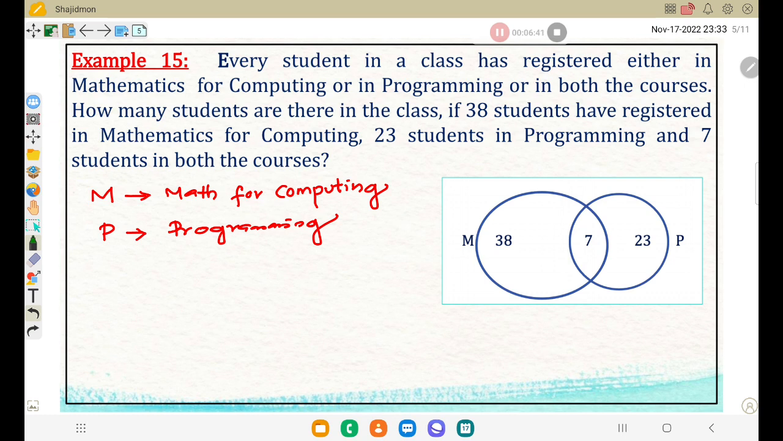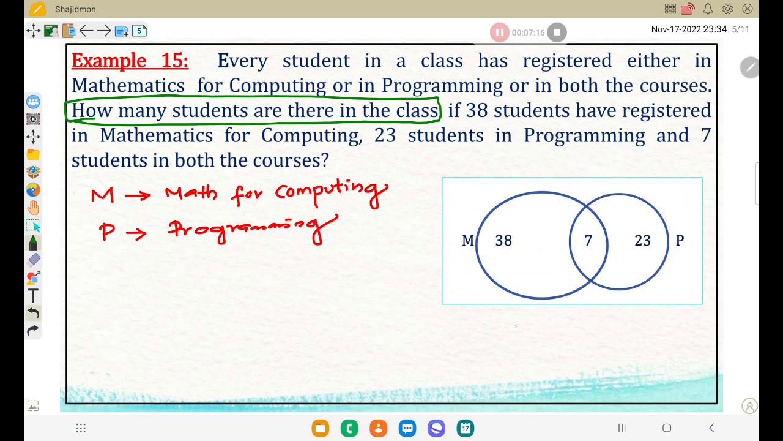Now we can read the question. Every student in a class has registered in either mathematics for computing or the programming course. So all the students in our class registered either in mathematics for computing or programming, or both courses also. Some students registered in both. Some studied only computing or only programming. Now, how many students are in the class? Totally in the class, how many students are there?